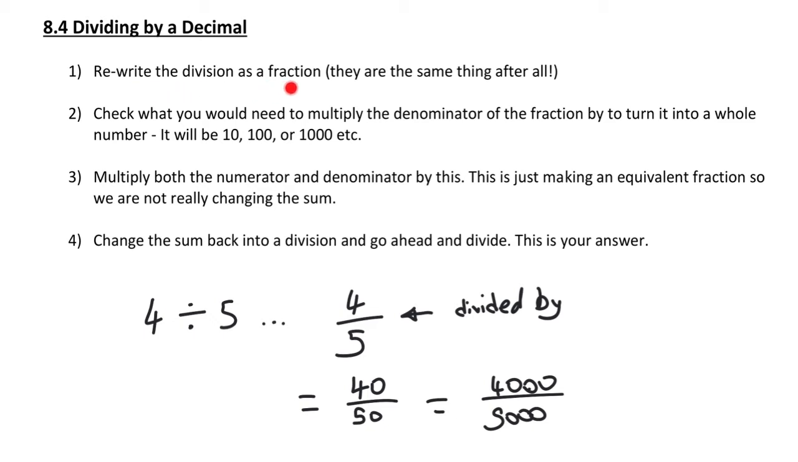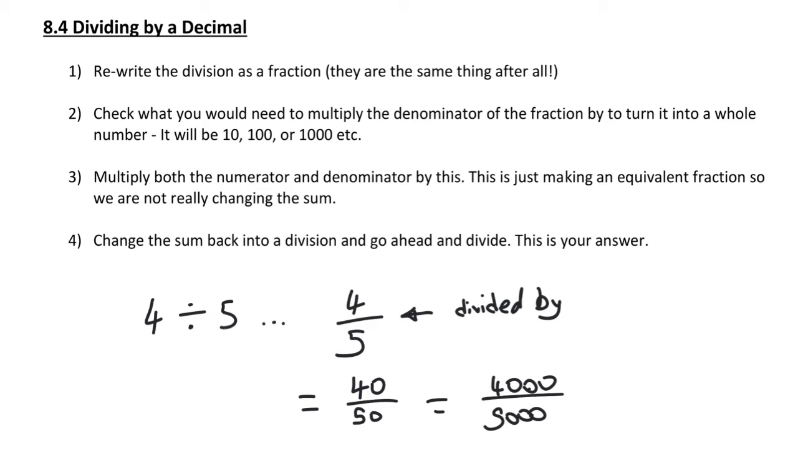So to divide by a decimal, the first thing we're going to do is rewrite the division as a fraction. We check what we need to multiply the denominator of the fraction by to turn it into a whole number. So it might be 10, 100, or 1,000. Once we've got that number, we need to multiply both the numerator and the denominator by this. So what we're trying to do is to form an equivalent fraction in the same way that I've done with these three. But we want the denominator to be a whole number.